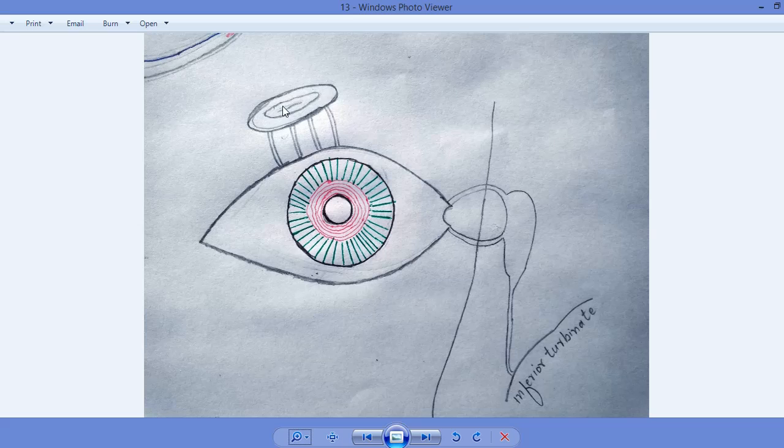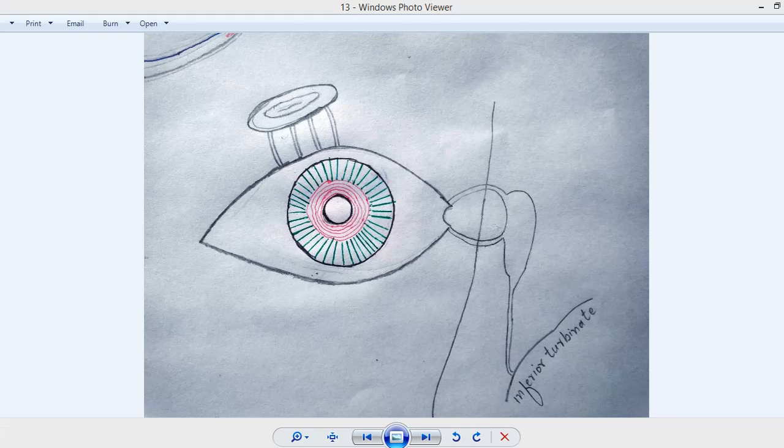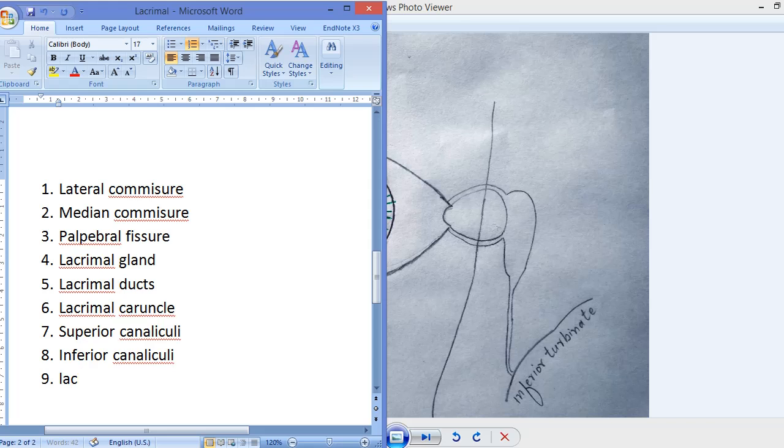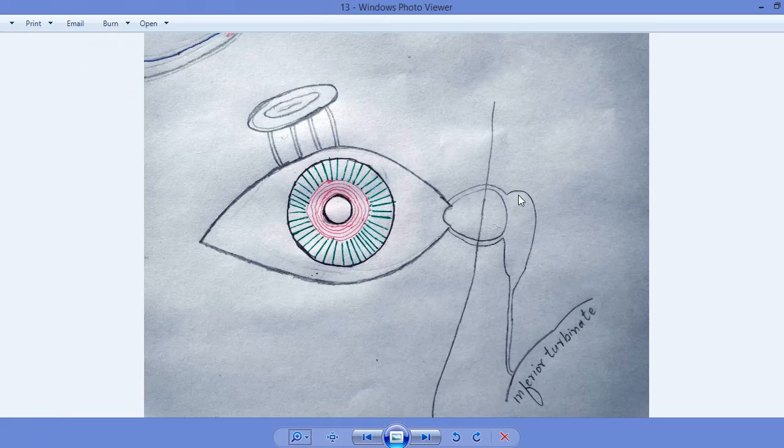So the tear comes from this gland to the eye. From the eye it goes toward these canaliculi, and from these canaliculi this tear or lacrimal fluid is transferred to this sac, and this sac is called lacrimal sac. The lacrimal sac is present adjacent to the upper part of the nose, near the eye, near the median commissure. This lacrimal sac is connected with the nasal cavity of the nose.